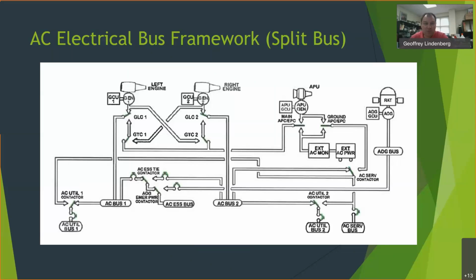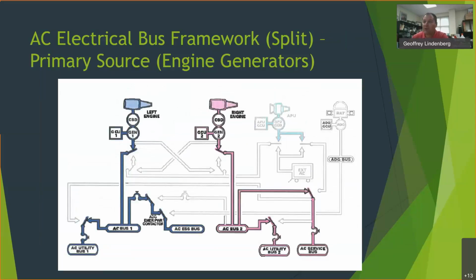The idea behind a split bus system is that under normal operation, when the aircraft is operating correctly, the two or more main buses are split from each other. The primary power source on most transport aircraft is going to be the main engine generators, the engine-driven generators. Power sources are broken up into primary, secondary, emergency, and ground, and some power sources are more than one. But the primary source is always the engines.